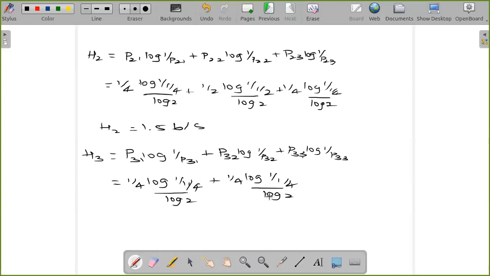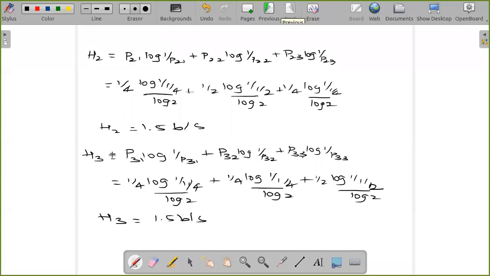As I said, we divide by log 2 because that value should be converted into bits. And 3 to 3, which remains in the same state with the probability of 1 by 2: 1 by 2 log 1 divided by 1 by 2 divided by log 2. Again it is the same, 1.5 bits per symbol. H3 is also 1.5 bits per symbol. So we found the entropy of each state.